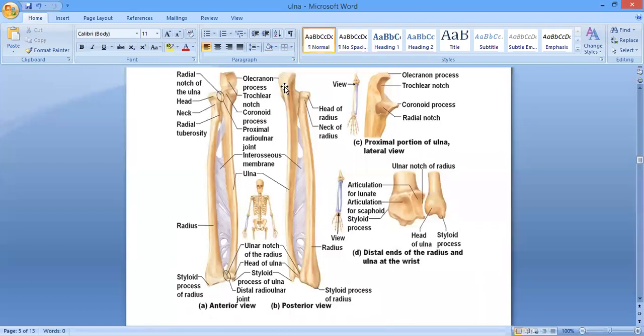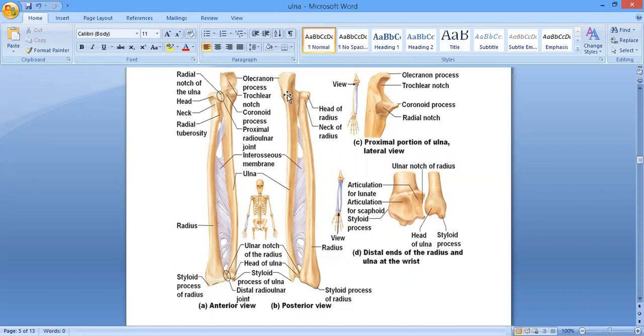You can feel it at the back of your elbow. Just flex your elbow, you can feel the olecranon process, this triangular area. This is called subcutaneous. You can feel it below the skin, and it is separated from the skin by a bursa. I told you, wherever the bone is in relation with any tendon, muscle or skin, there is a bag of fluid. That is called a bursa. So it is separated from the skin by the bursa.